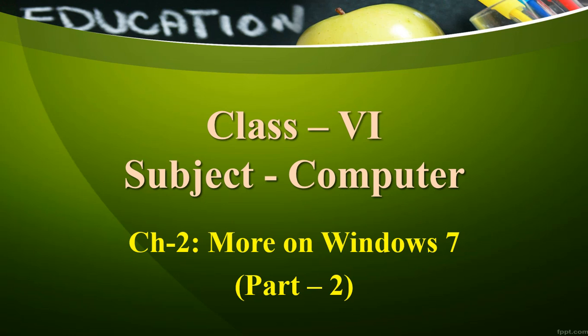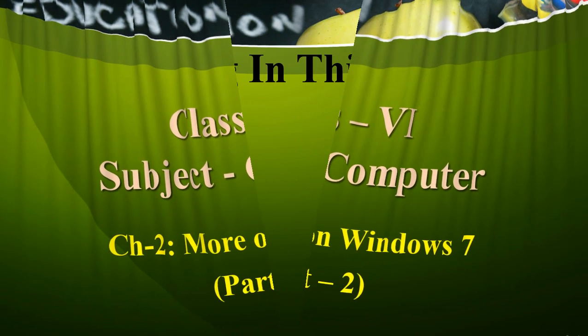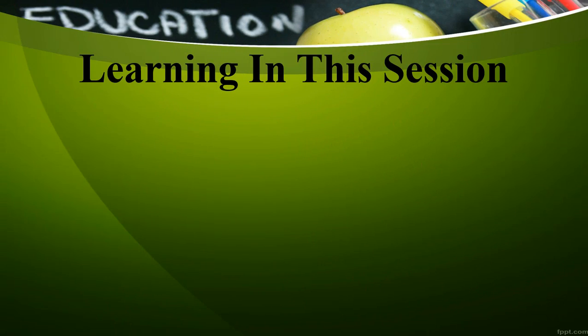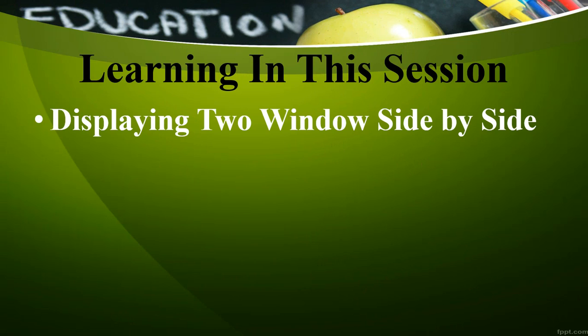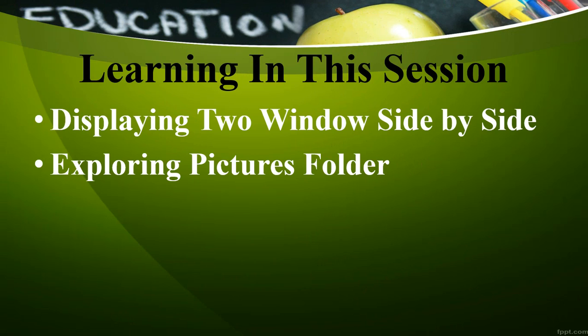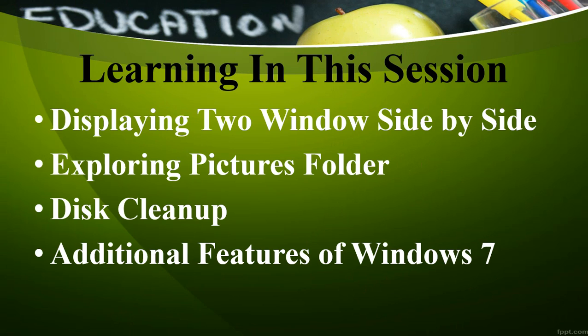Today we are going to start our next part of chapter number 2, more on Windows 7. In the last part we already learned about how we can rip the CD, how we can burn the CD, and about the Windows Media Player and everything. In this lesson we are going to learn about displaying two windows side by side, exploring pictures, folders, disk cleanup, and additional features of Windows 7.